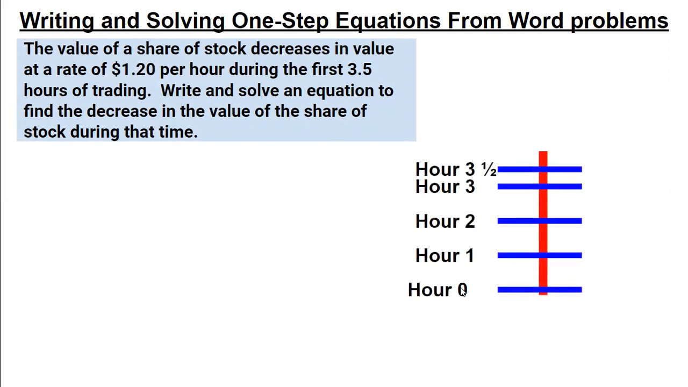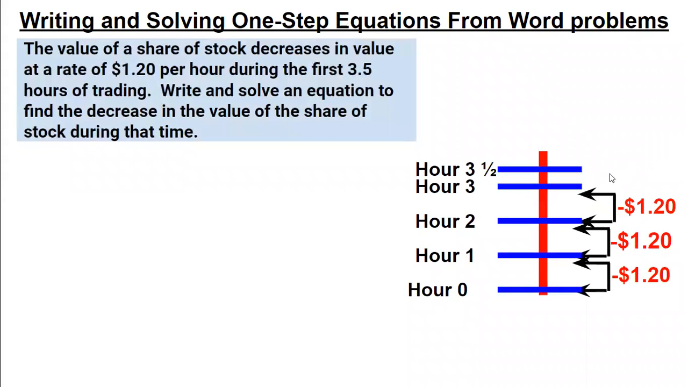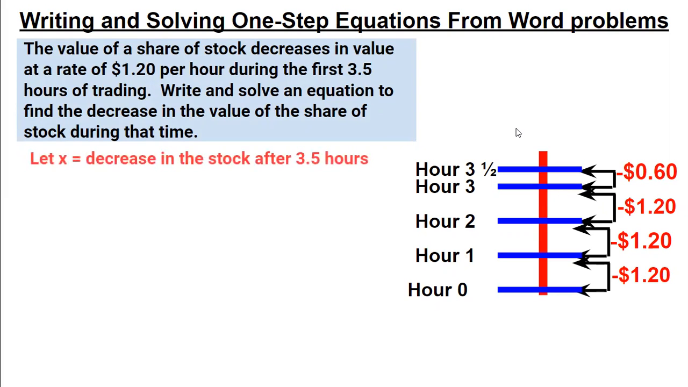So we have hour 0, hour 1, hour 2, hour 3, hour 3.5. It's a little smaller. So it's going to go down $1.20 every hour. Every hour, -1.20, -1.20. The last half an hour, it's not going to go down a whole $1.20, is it? It's going to go down half of that. So 60 cents, right? -60 cents, half an hour. Half of $1.20. So let X equal the decrease in the stock after 3.5 hours.